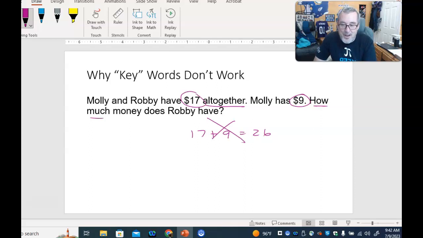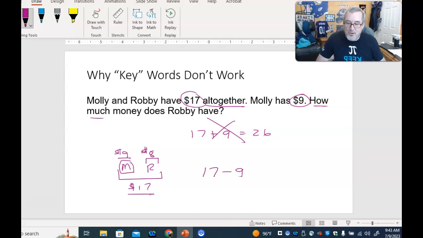Molly and Robbie together have $17. So here's Molly, here's Robbie, and together they have $17. Molly has 9. Oh, Molly has 9 of the dollars. So if together they have 17 and Molly's got 9 of them, well, how much money does that leave here for Robbie? And now you can better see that this is actually a subtraction problem. The remaining $8 is what Robbie would have in order for them to have a total of 17 altogether. See, it's not the key word, it's the thinking, it's the context, it's the representation that does it.